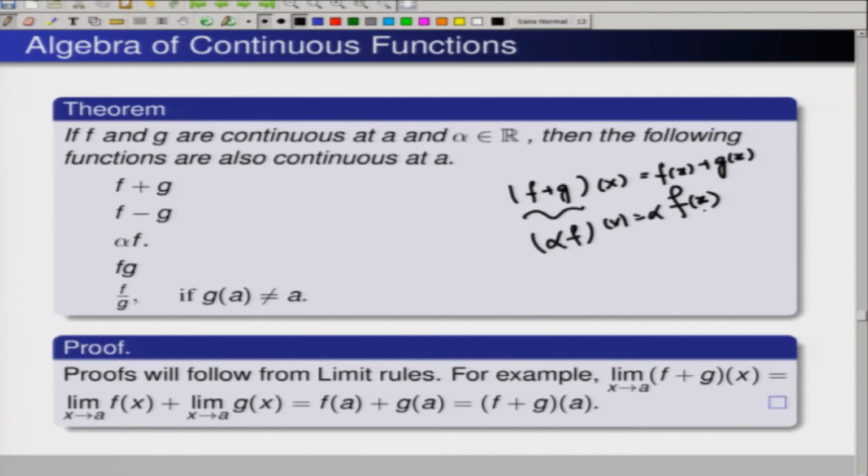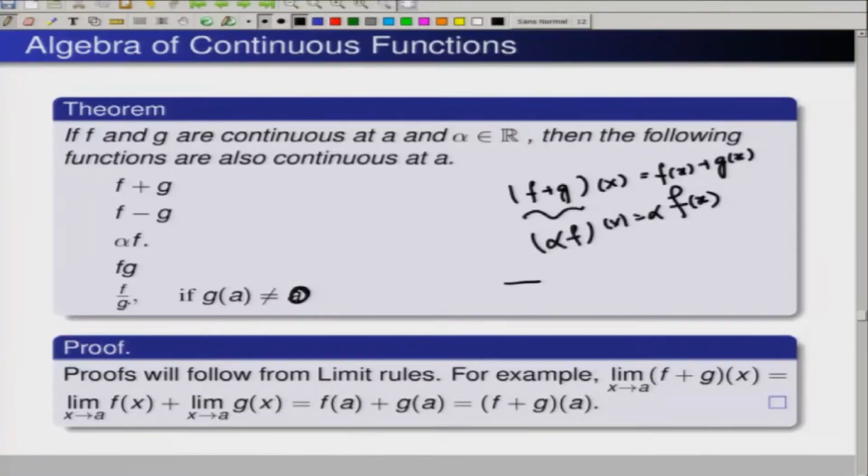Now, f by g, if g of a is not equal to 0, then f by g is also continuous at a. Remember that if g of a is not equal to 0, what we are going to get is that the limit of g of x as x goes to a is equal to g of a. That means there is a neighborhood in which g is not going to be equal to 0.